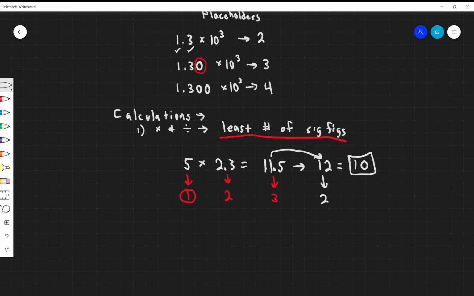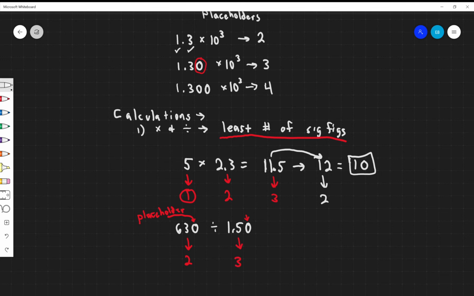Let's see another example. Let's do 630, and let's divide that by 1.50. So how many sig figs are in each of these? 630 has 2 sig figs. Again, that 0 right here is not counted as significant; it's counted as a placeholder. And then 1.50, because this 0 is at the end, it is significant, so that makes 3 sig figs.